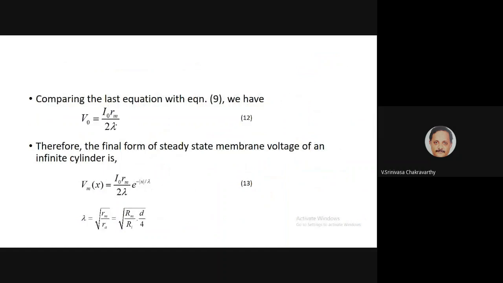You got that. So if you substitute this back into the formula, instead of V naught, you get Vm of x is equal to I naught Rm by 2 lambda times e power minus mod x by lambda. Also note that we've defined lambda before as the root of Rm by Ra, which if we expand in terms of these intrinsic parameters, is root of capital Rm by capital Ri times d by 4, where d is the diameter of the cable.